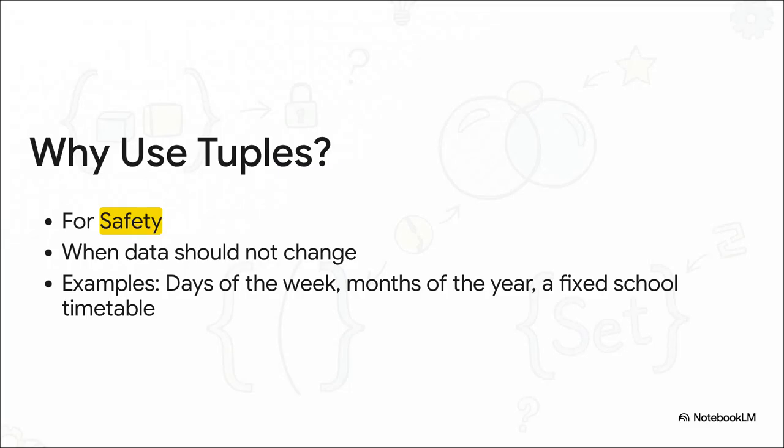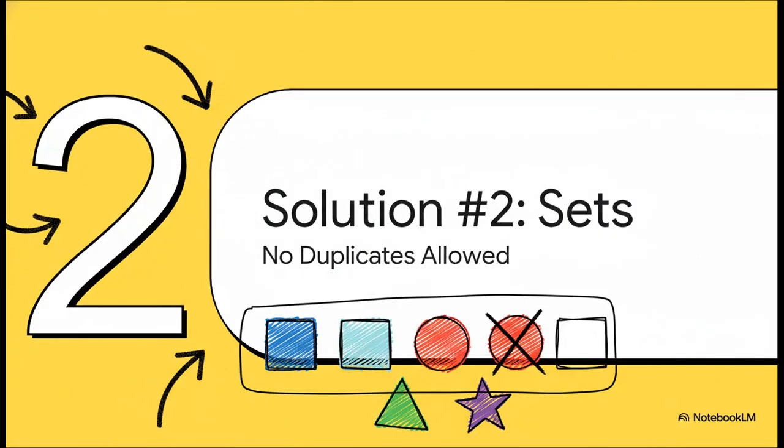So you might be thinking, why on earth would I want this limitation? Well, it all comes down to one word: safety. You use a tuple when you have data that is fundamentally constant. Think about it. The days of the week, the months of the year, a fixed school schedule. These things aren't supposed to change. And using a tuple makes sure your code can't accidentally mess them up. Okay, so we've solved our data safety problem. Awesome. But what about that other issue? The one with all the duplicate items.